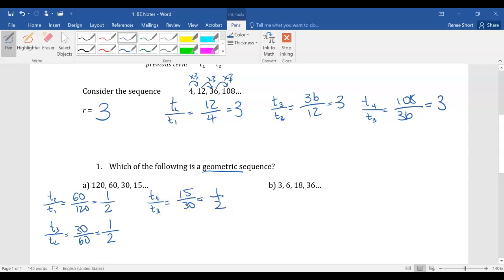And again, I get a half. So it doesn't always need to be that we're multiplying by a whole number. We can multiply by a half, which is the same as saying, I guess, dividing by 2 the whole time. But in this case, r equals a half, so this is geometric.